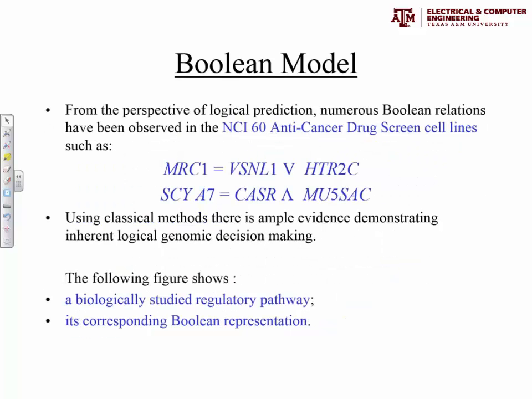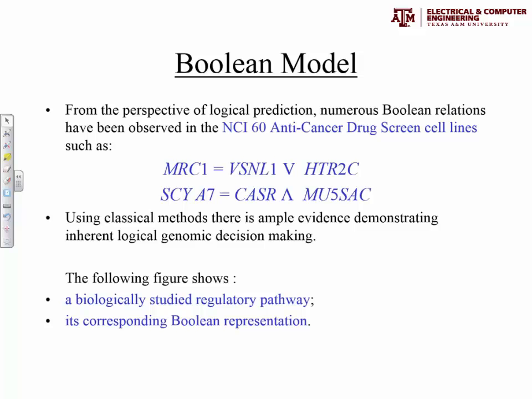Now, from the perspective of logical prediction, numerous Boolean relations have been observed in the NCI 60 anti-cancer drug screen cell lines. Well, NCI is the National Cancer Institute, one of the, I think, 10 or 12 institutes at the National Institutes of Health. And they have an anti-cancer drug screen. If you develop, let's say, a cancer drug, you don't get to go and test it on people right away. So they have a panel of 60 cancer cell lines, because cancer cells are immortal, so they can be made to multiply and you can keep them. So NCI has that panel of 60 cell lines of cancer cells.